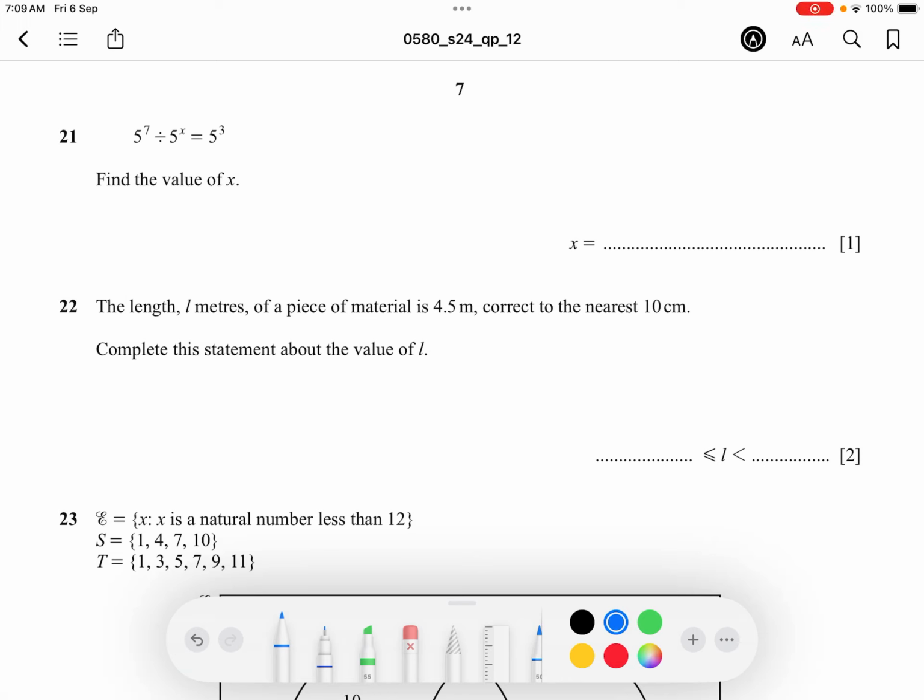Bismillahirrahmanirrahim. Find the value of x. X is the index. I saw a few do quite a lengthy working.